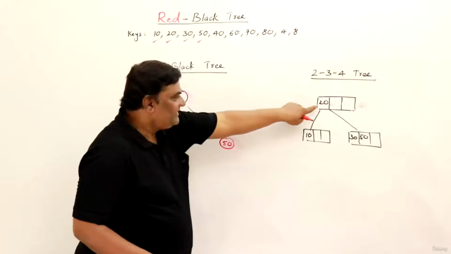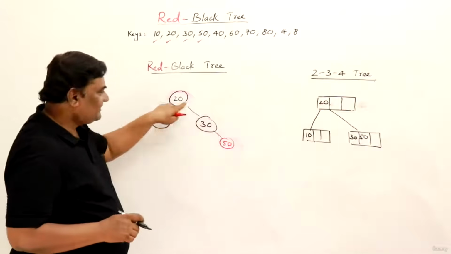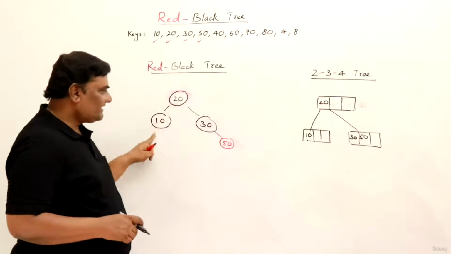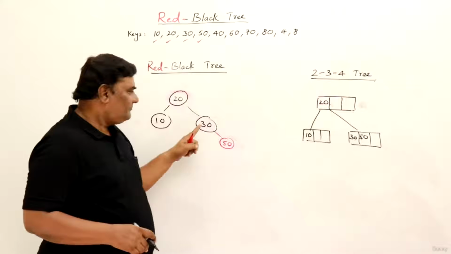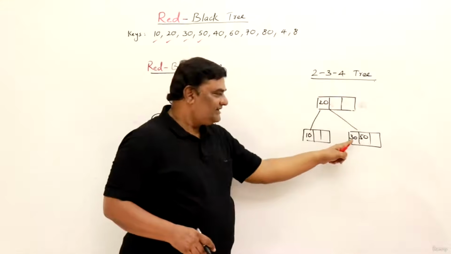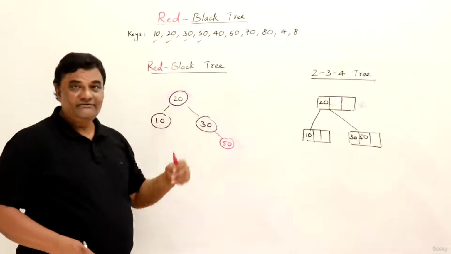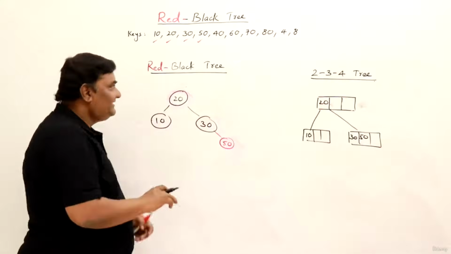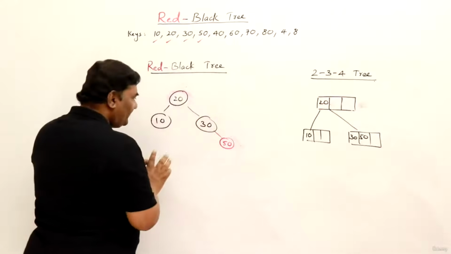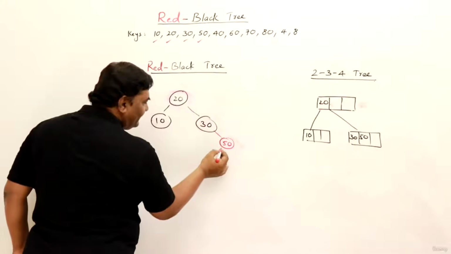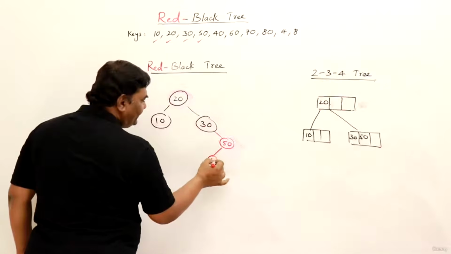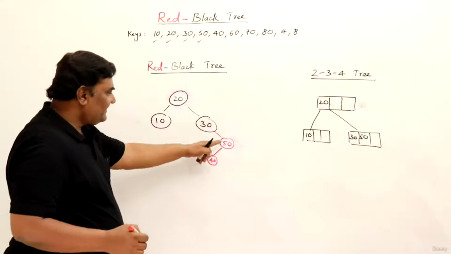Check it. 20 is a separate node, black color. 10 is a separate node, black color. 30 is a separate node, black color. 50 is a part of the same node, red color. This is matching with 2 3 4 trees. The next key is 40. 40 comes where? 40 comes as a left child of 50. Now this is a red conflict.